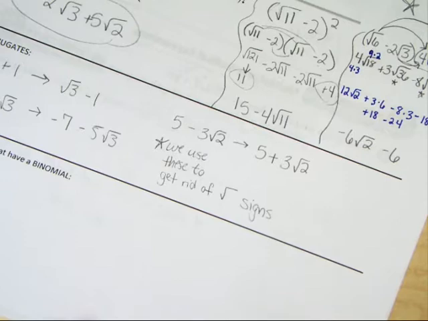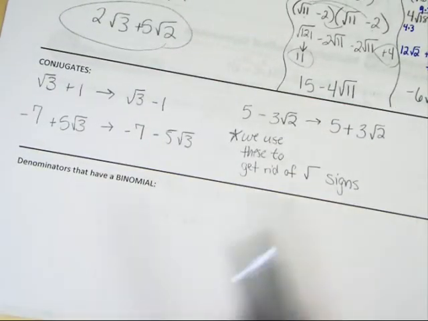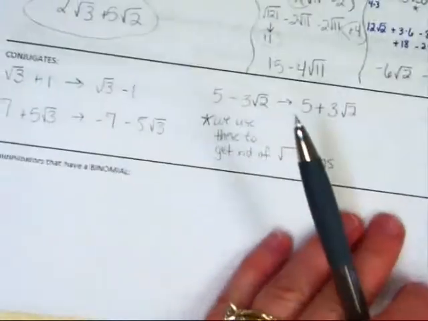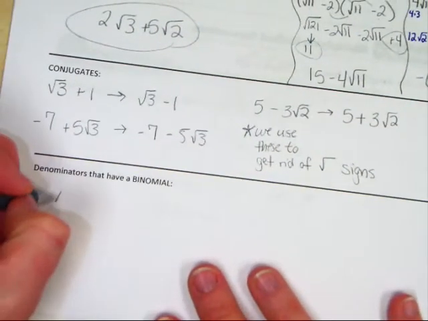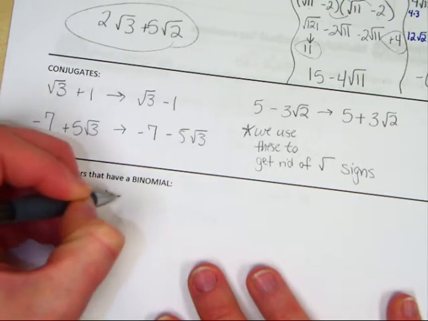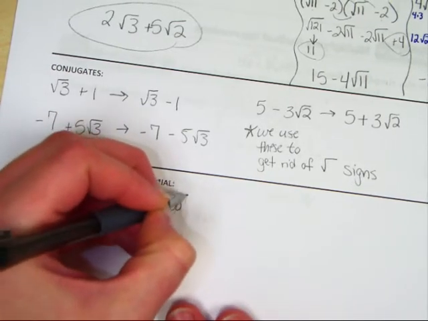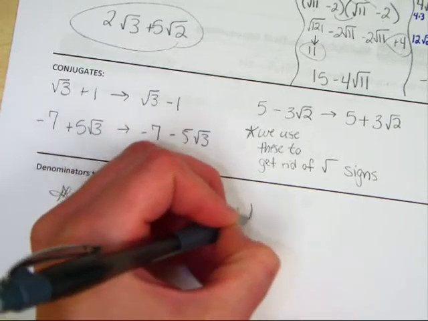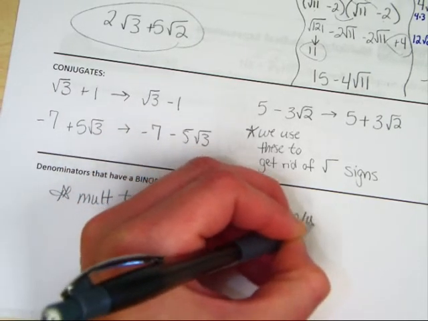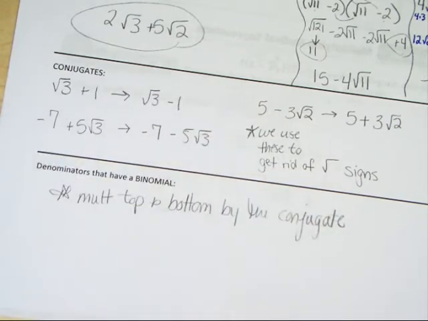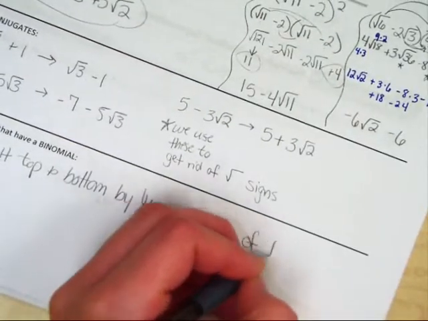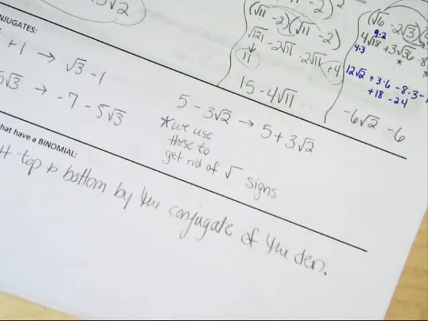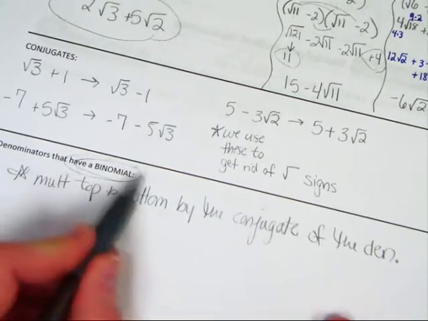Alright, let's go ahead and check a couple of denominators that have binomials. If your denominator has a binomial, you're going to multiply top and bottom by the conjugate. Multiply top and bottom by the conjugate of the denominator. And that's going to get rid of your square root on the bottom. Yesterday, or in section 2 of chapter 10, you learned how to get rid of it when it's a monomial. Today, your denominators are going to be a binomial.